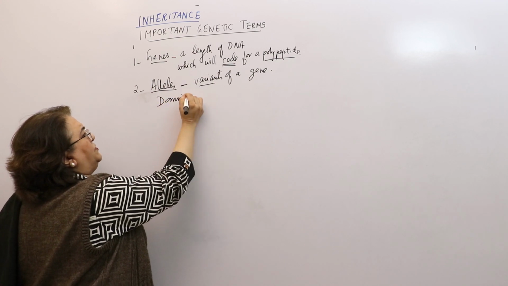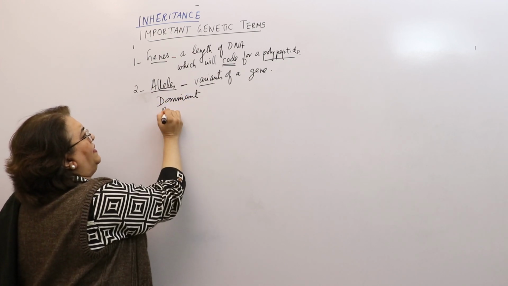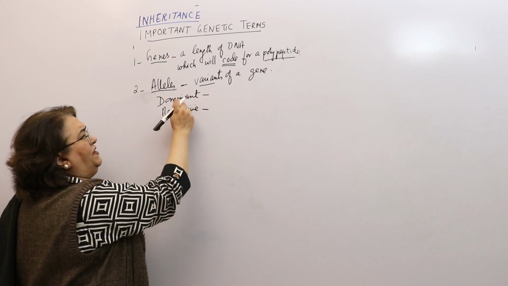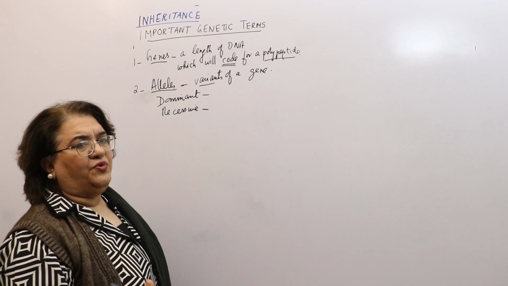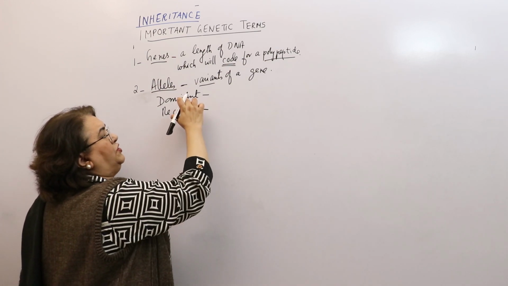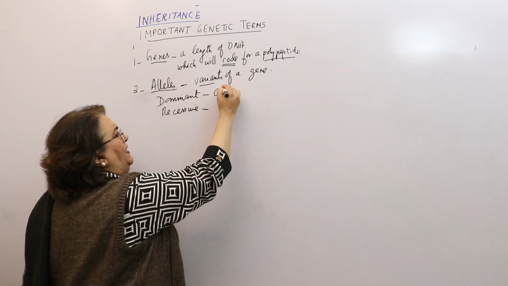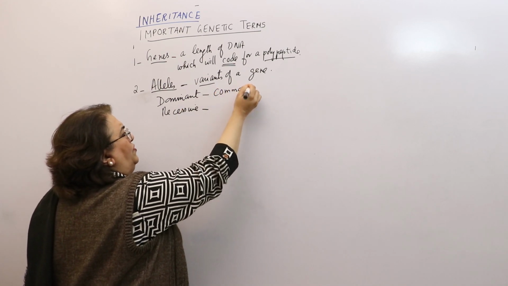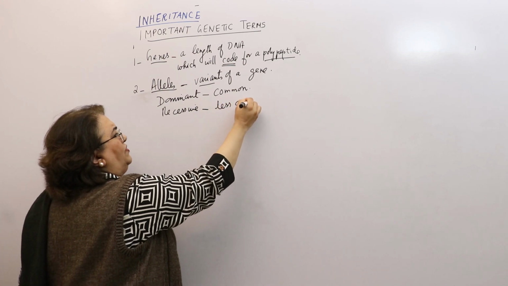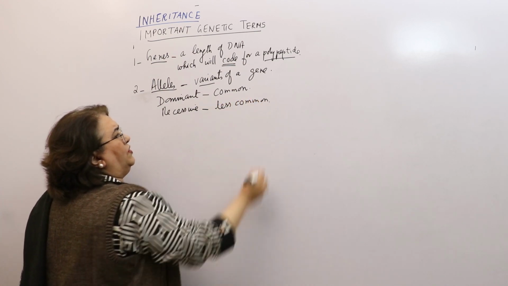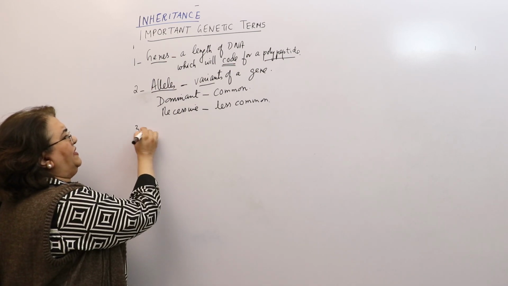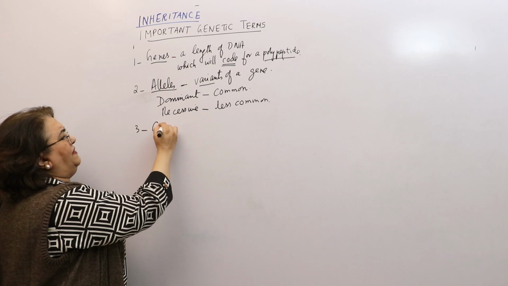Now alleles can be dominant and recessive. This word was coined by Mendel. The dominant one means that it is going to dominate the other one, and this will be obvious in the phenotype. So dominant would mean in any population this would be more common, and the recessive one would mean this is rare or less commonly seen in any population, right?